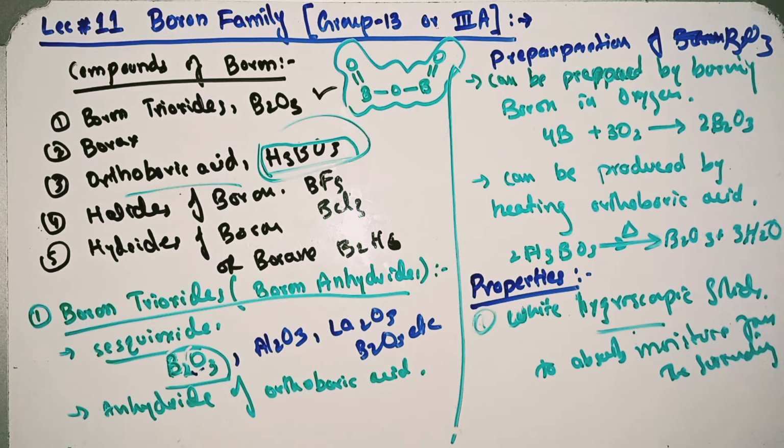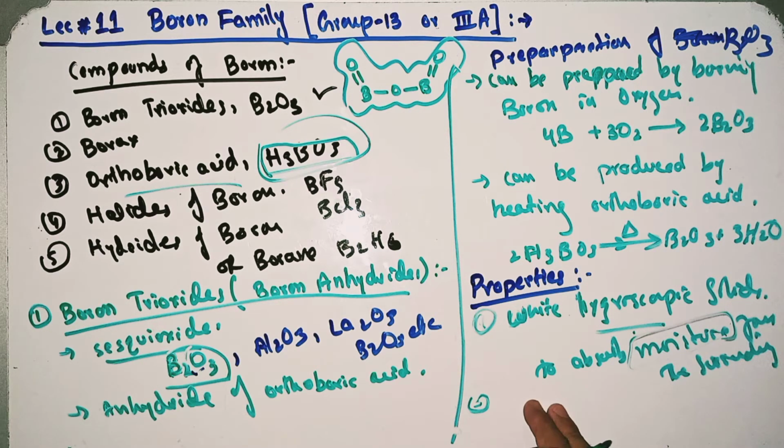So boron trioxide is a compound that is hygroscopic in nature. Hygroscopic solids means they can absorb moisture, water, from the atmosphere. These are the properties of boron trioxide. Another property is that it absorbs moisture.